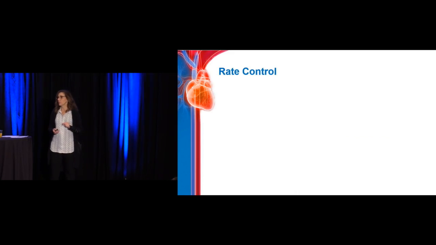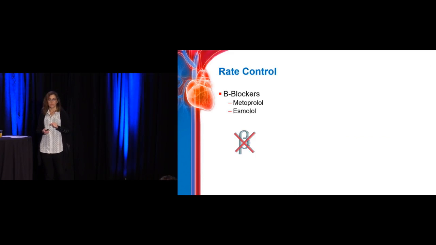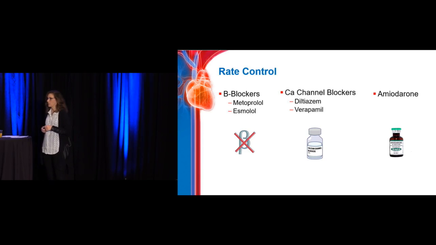Okay, so we go with rate control. We've got our standard agents, right? Same ones we talked about for the other narrow complex tachycardias. Beta blockers, calcium channel blockers, but here we're also going to talk about amiodarone, which has characteristics of both.